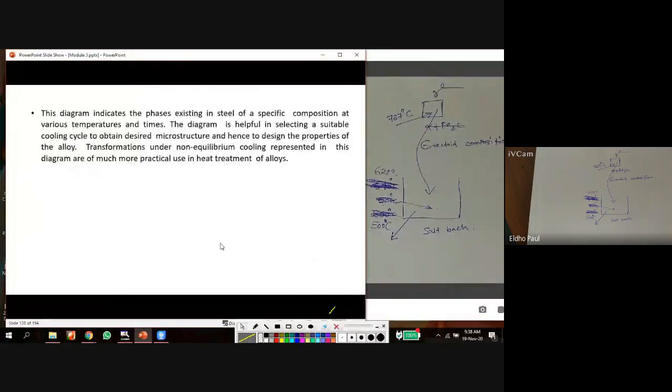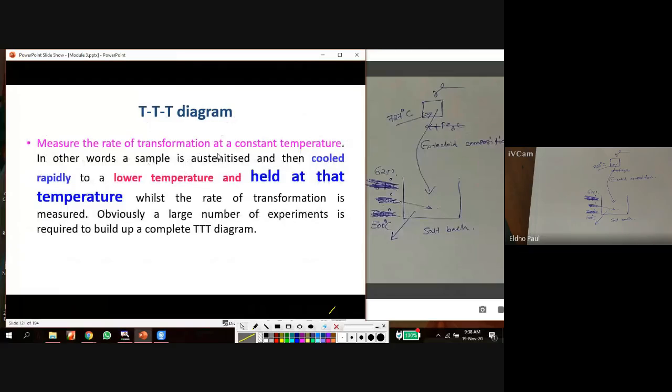We heat the sample into the austenitized condition. That means the entire sample is now austenite, gamma. Then cooled rapidly. This process is cooling rapidly. We suddenly cool the gamma austenite in a salt bath, at 675 or 500, any temperature lower than 727. And then maintain the temperature of the salt bath, which should not vary.